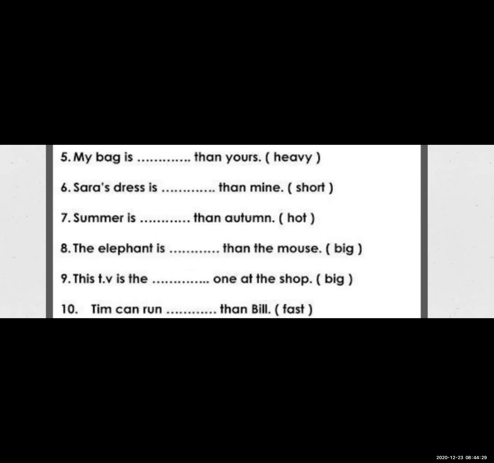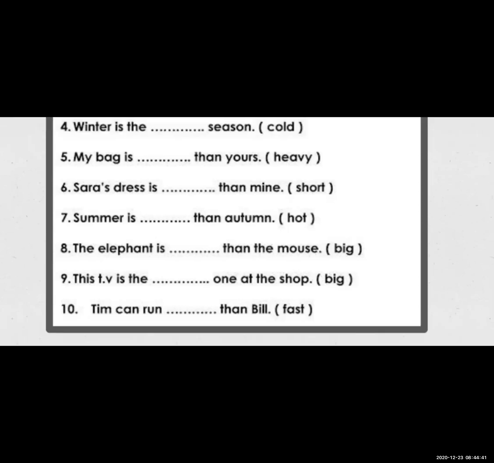Eighth one, the elephant is dash than the mouse. The word "than" is there, and because of that, this is the trick. It is simply a trick to make you remember when to add "er" to the adjective, and when to add "est" to the adjective. So the elephant is dash than the mouse, "than" is there, and because of that big will become bigger. The elephant is bigger than the mouse.